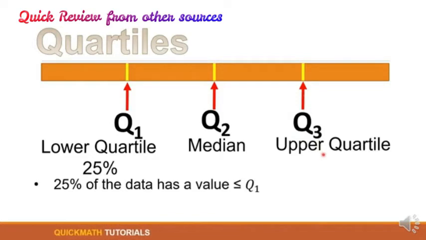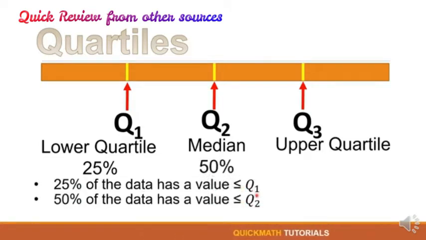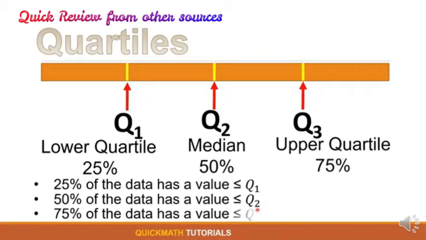This also means that 25% of the data has a value less than or equal to Q sub 1. 50% of the data has a value less than or equal to Q sub 2. 75% of the data has a value less than or equal to Q sub 3. So remember, if we are talking about quartiles, Q sub 1 is 25%, Q sub 2 is 50%, and Q sub 3 is 75%.